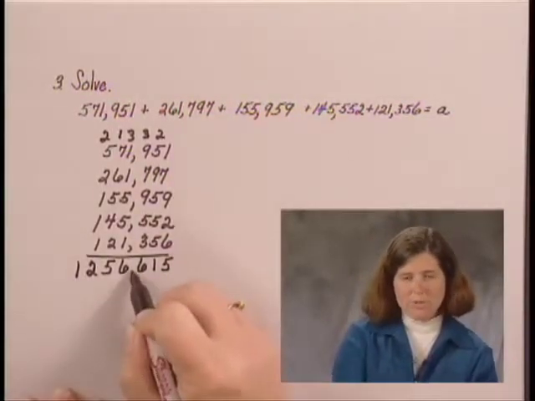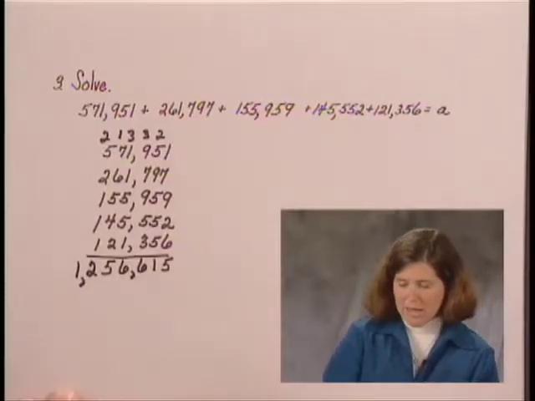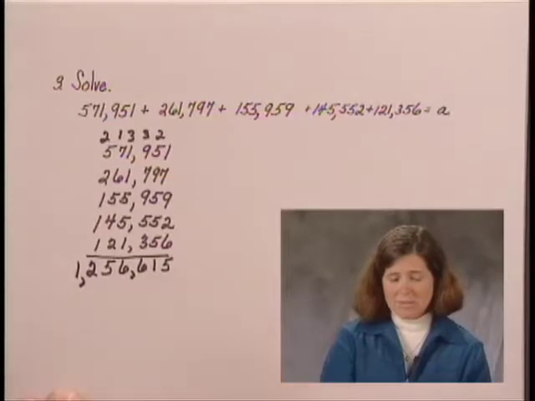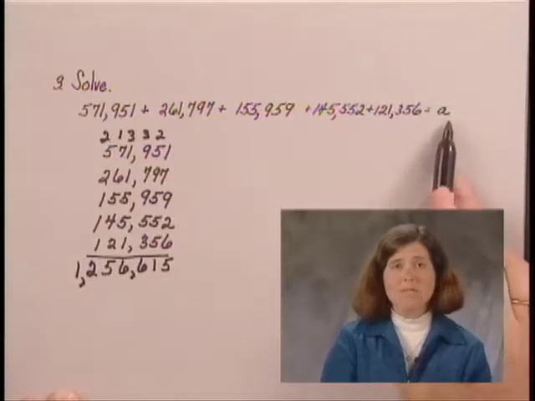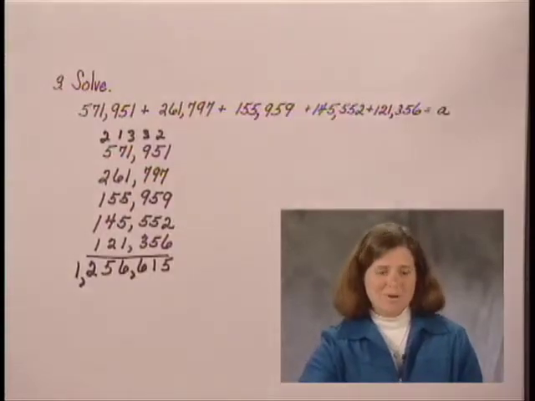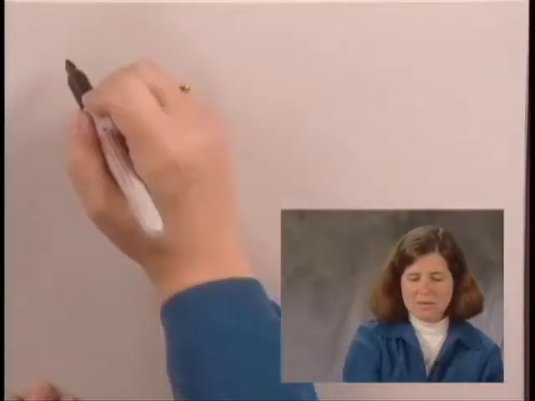And we need to insert commas separating the periods. And we have that 1,256,615 equals the A that we were looking for. Now the fourth step, a very important step, is to check our answer.